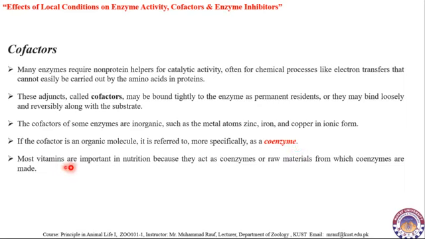Most vitamins are important in nutrition because they act as coenzymes or raw materials from which enzymes are made. So the vitamins, which are micronutrients required in minute concentrations by the body, are needed for what purpose? Because they are organic and they act as coenzymes, or they may be the precursors from which coenzymes are made.